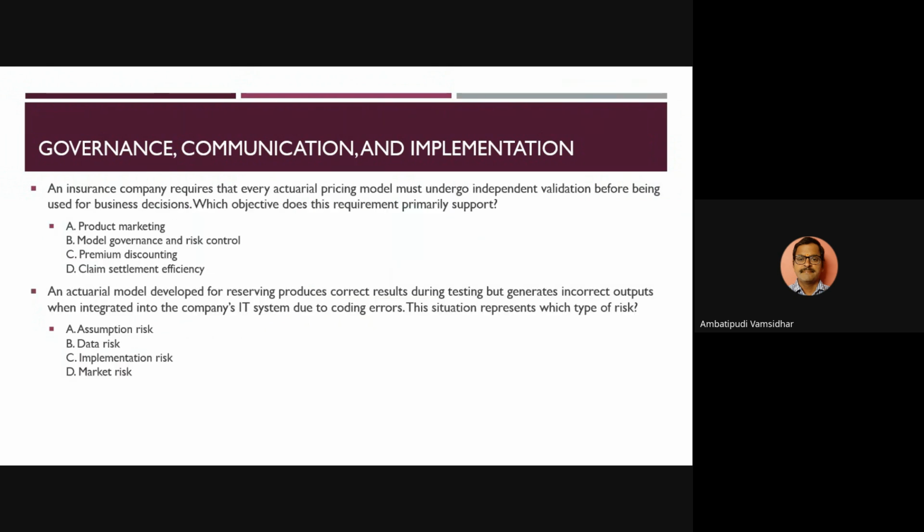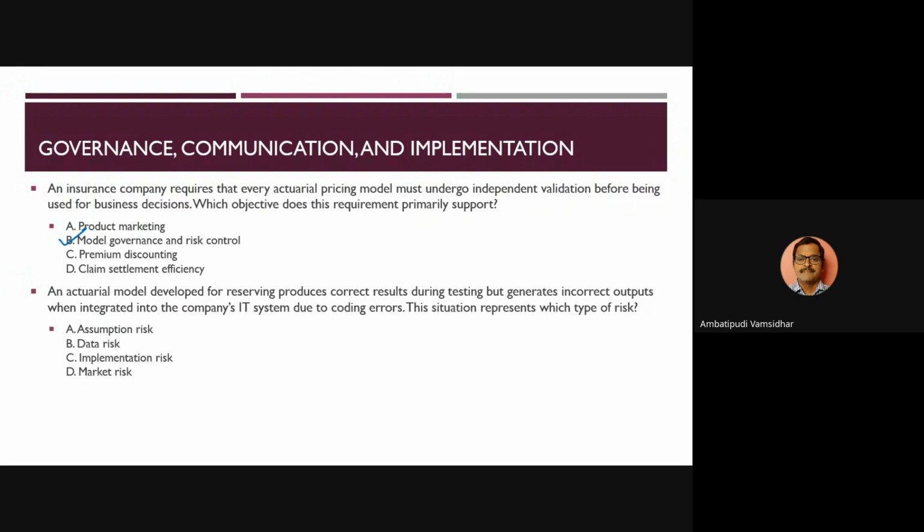Before we wind up this particular session, let's look at some important concept checkers associated with governance, communication, and implementation. An insurance company requires that every actuarial pricing model must undergo independent validation before being used for business decisions. Which objective does this requirement primarily support? Sir, model governance and risk control. Model governance and risk control.